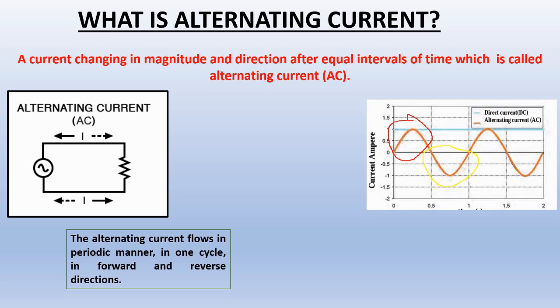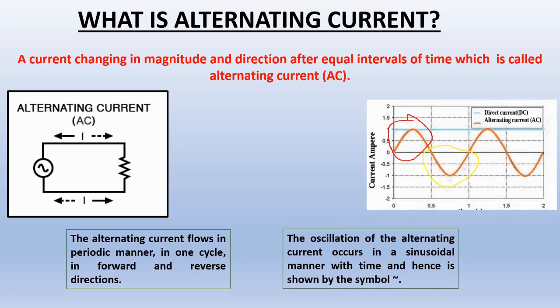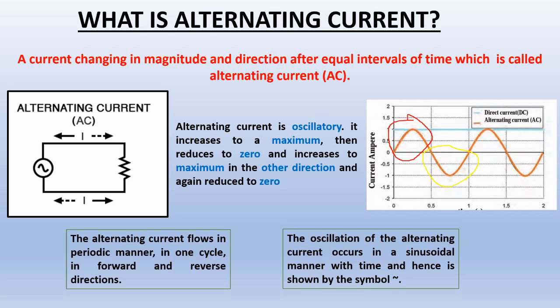So in this way the alternating current flows. The oscillation of the alternating current occurs in a sinusoidal manner with time and hence is shown by the symbol. So this is known as a sine wave. The whole one cycle is known as a sine wave, and the alternating current occurs in a sinusoidal manner. The alternating current is oscillatory.